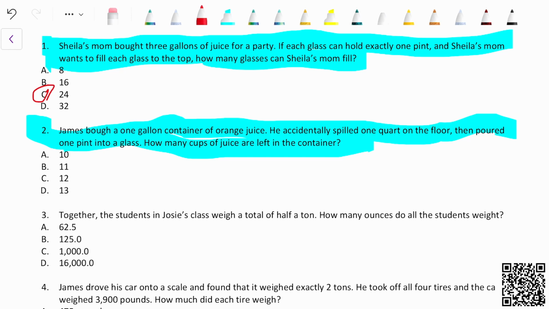And a relatable fact here, how can he spill 1 quart on the floor? As we know, 1 quart is 1/4 of a gallon. So did he just tilt it over and just let it glug out? I was like, I accidentally spilled 1/4.